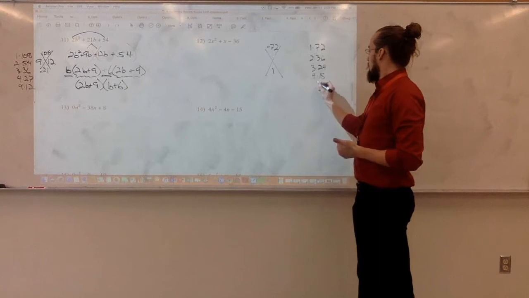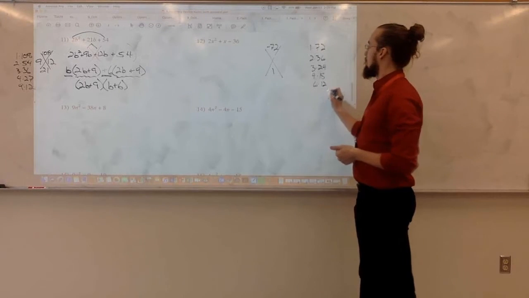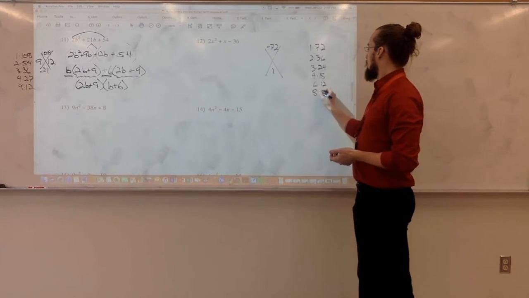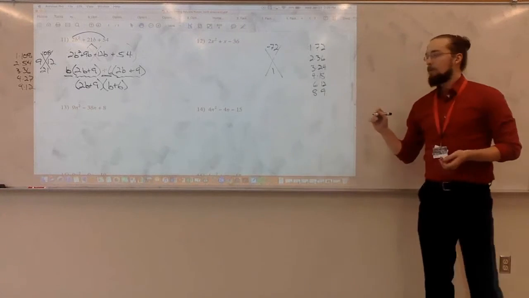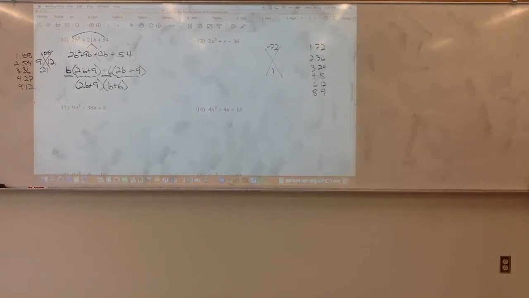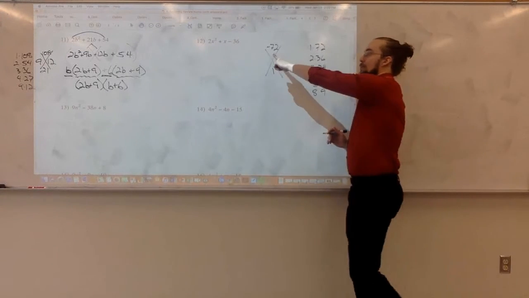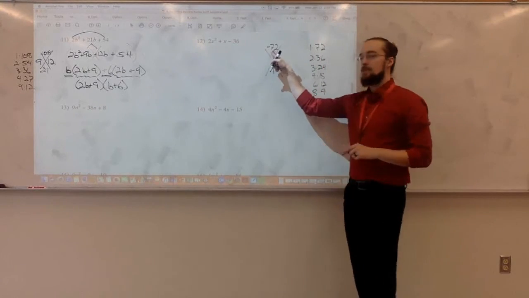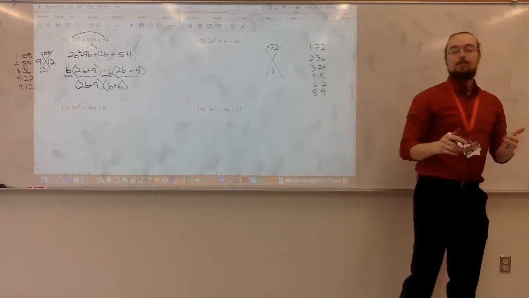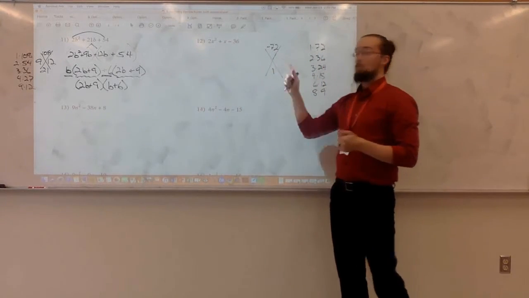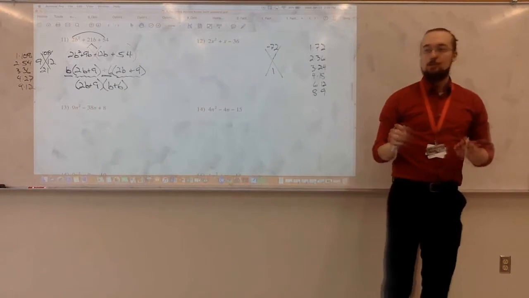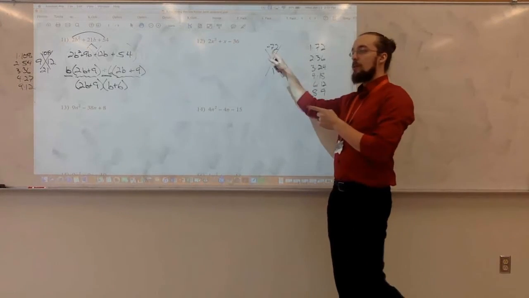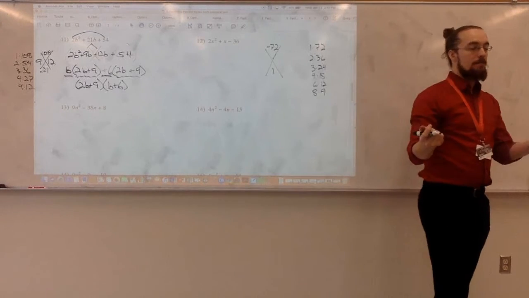5 doesn't go in evenly. 6 does. 7 does not. Ooh, that might be the winner right there. 8 and 9. Now, if this number is negative, okay, if my a times c is negative, that means one of these two values will have to be negative, right? Because the only way for me to get a negative number when multiplying is a negative times a positive.